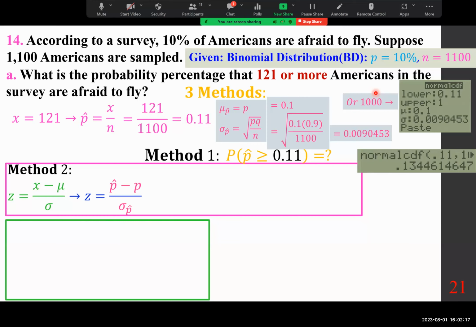Z equals x minus mu over sigma. Z is p hat minus p over sigma of p hat. And so we calculate the Z score. So from p hat, we're going to go to the Z score.